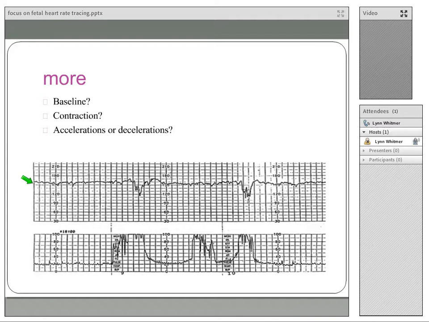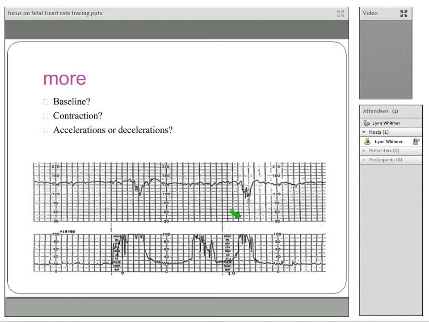Third piece would be your accelerations. Do we see accels? A little bit here, maybe not so much there. So yes, he's got a little bit going on. Does he have decels? Yes, he does. Here and here. And when we look at the contractions, it kind of mirrors the contraction, but it's also sharp. So now we have a little bit of a combination of two kinds of decelerations.